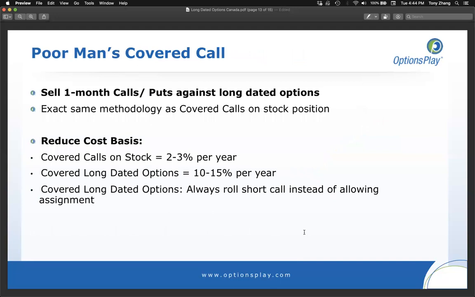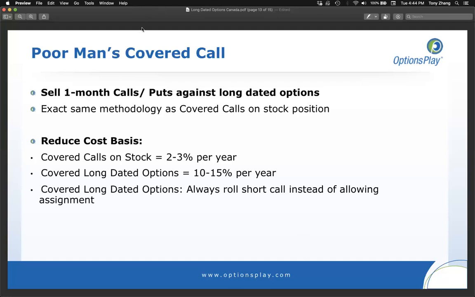And lastly, selling a poor man's covered call. We call it a poor man's covered call because a long call requires significantly less capital than buying 100 shares of the stock. That's where the nickname poor man comes from. So if you can't afford to buy 100 shares, you buy a long-dated call option, and then you sell covered calls on that long-dated call option instead of that long stock.